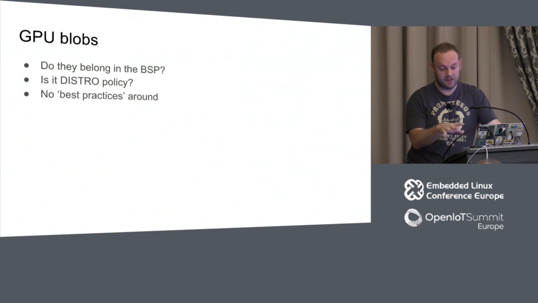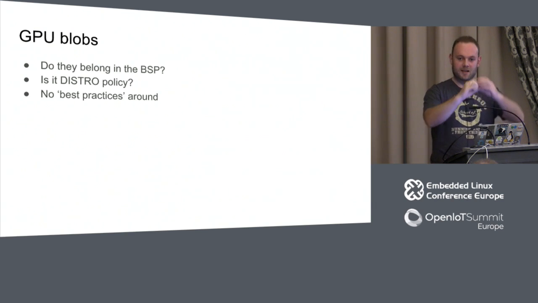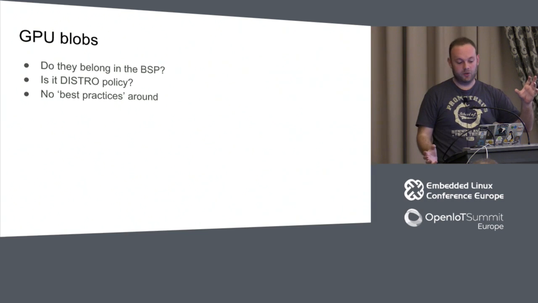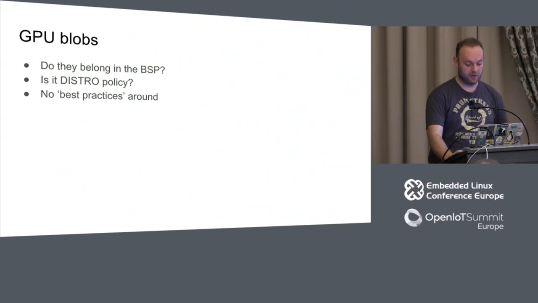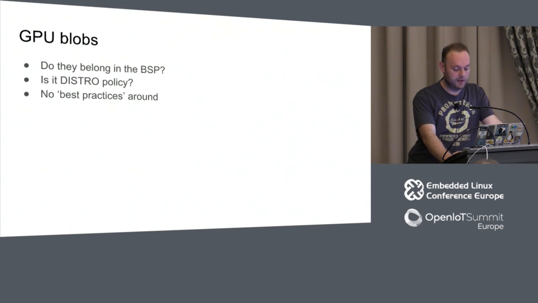I would tend to say it's a distro policy, but you need to be able to set a default in the machine. Otherwise, you will have BSP layers that have a README saying, this is what you need to do to make it actually useful. And we should try to avoid that, because if you have a layer, it should do the best it can, instead of being, you have to do everything yourself. And I've looked around, and there aren't really any best practices. And especially in the ARM situation, everybody does it their own way.